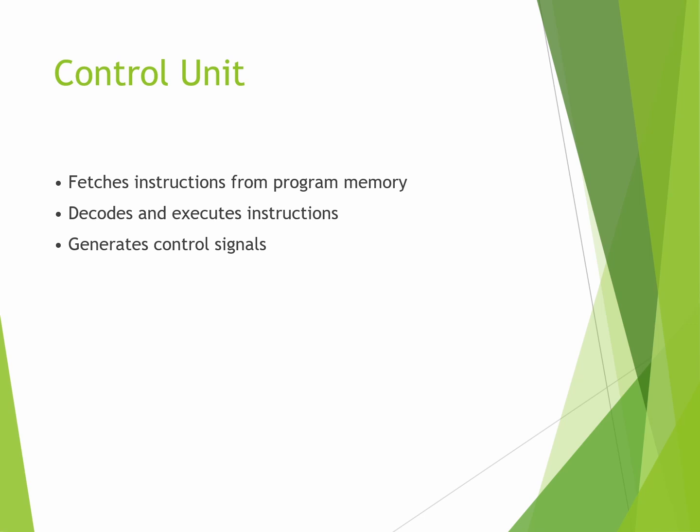The control unit is responsible for controlling all the hardware and software system. It mainly focuses on fetching instructions from program memory. It fetches an instruction from program memory and loads it. It takes care of decoding and executing instructions also. Then it generates the control signals. These control signals are used for read operations, write operations, and fetching instructions. These are the various control unit operations.